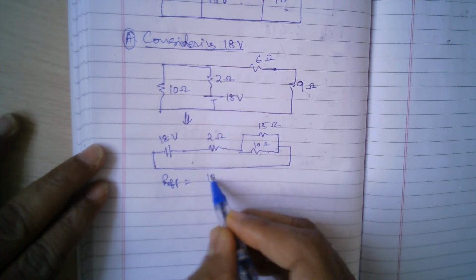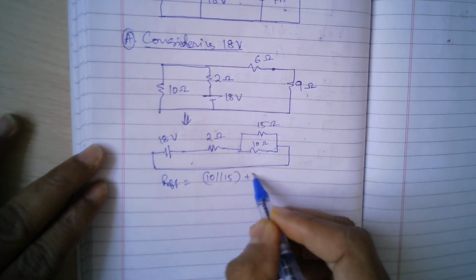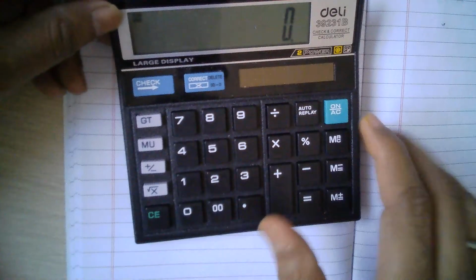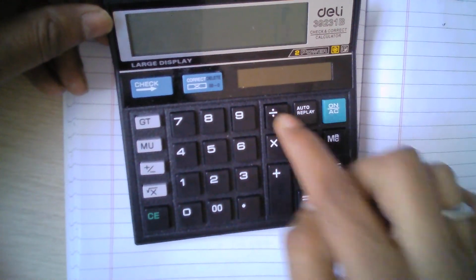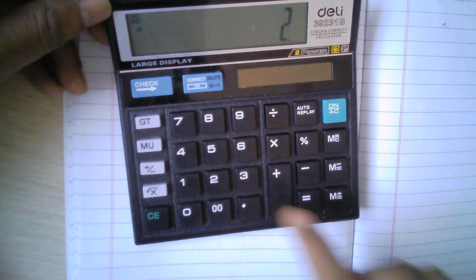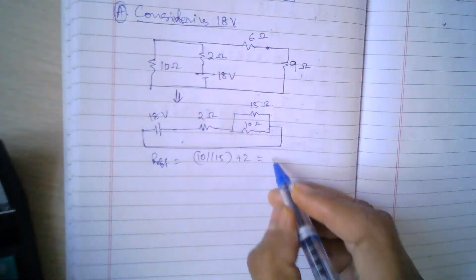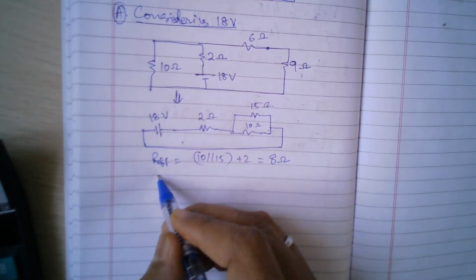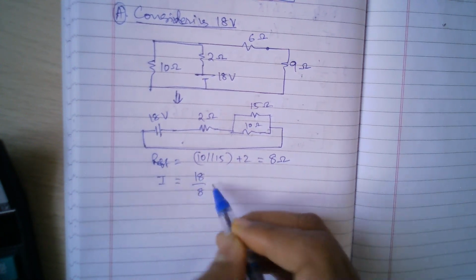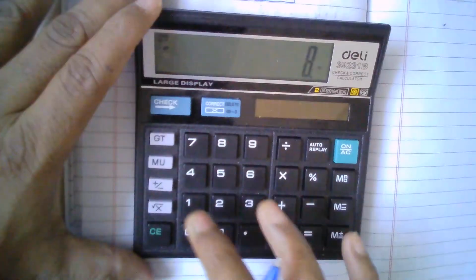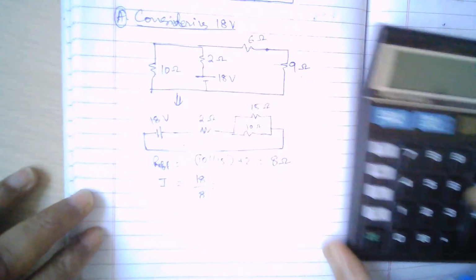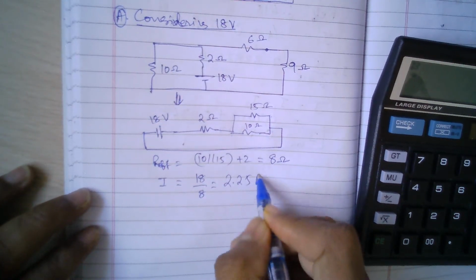So what is the effective resistance? It is 10 parallel 15, plus 2. 10 parallel 15 is 10 into 15 divided by 10 plus 15, that is 25, so I'm getting 6, plus 2, so 8 ohms. The effective resistance is 8 ohms. So the total current will be V by R, that is 18 by 8, which is 2.25 amperes.